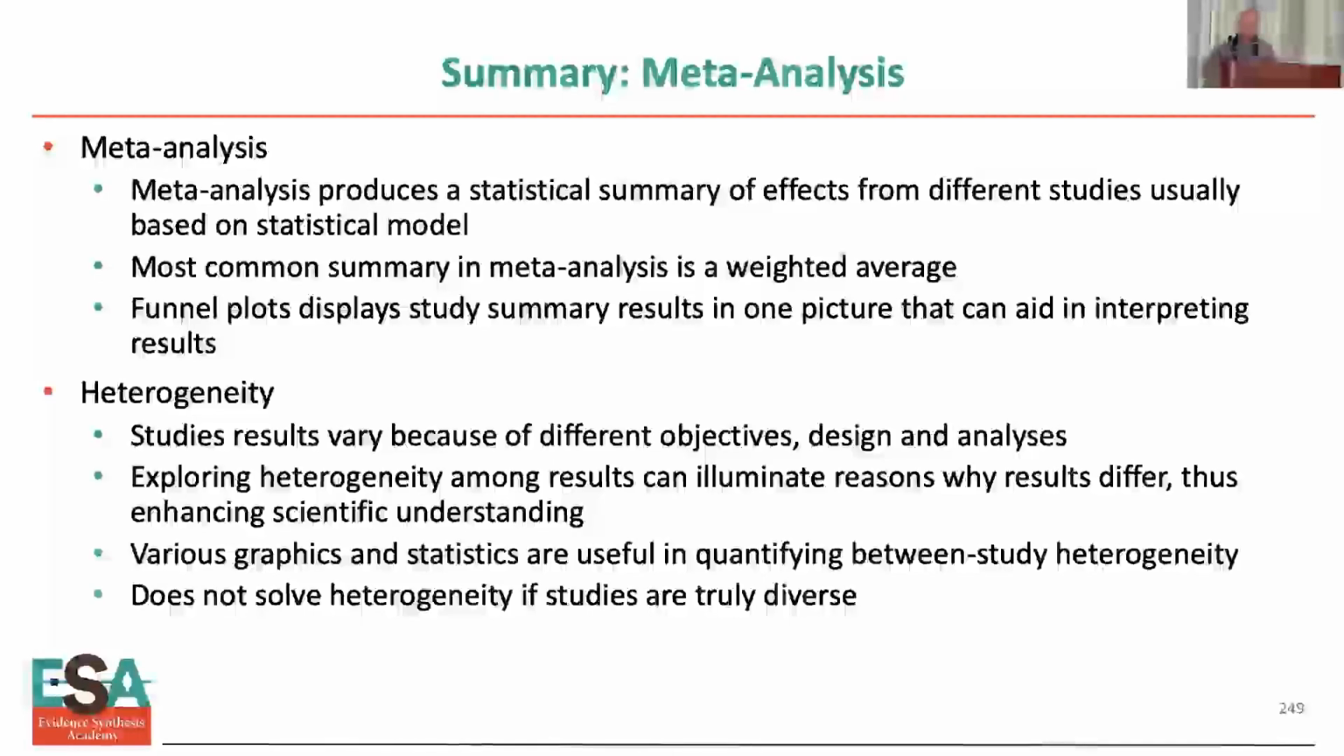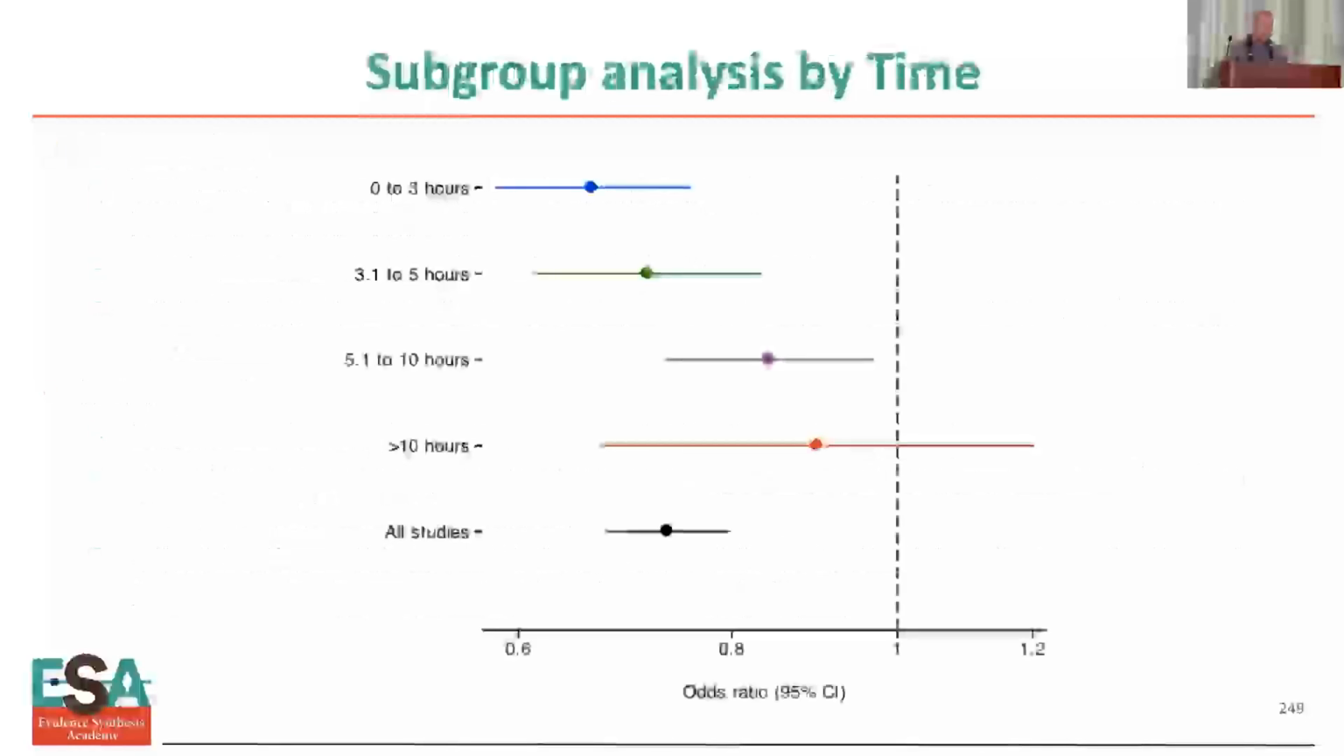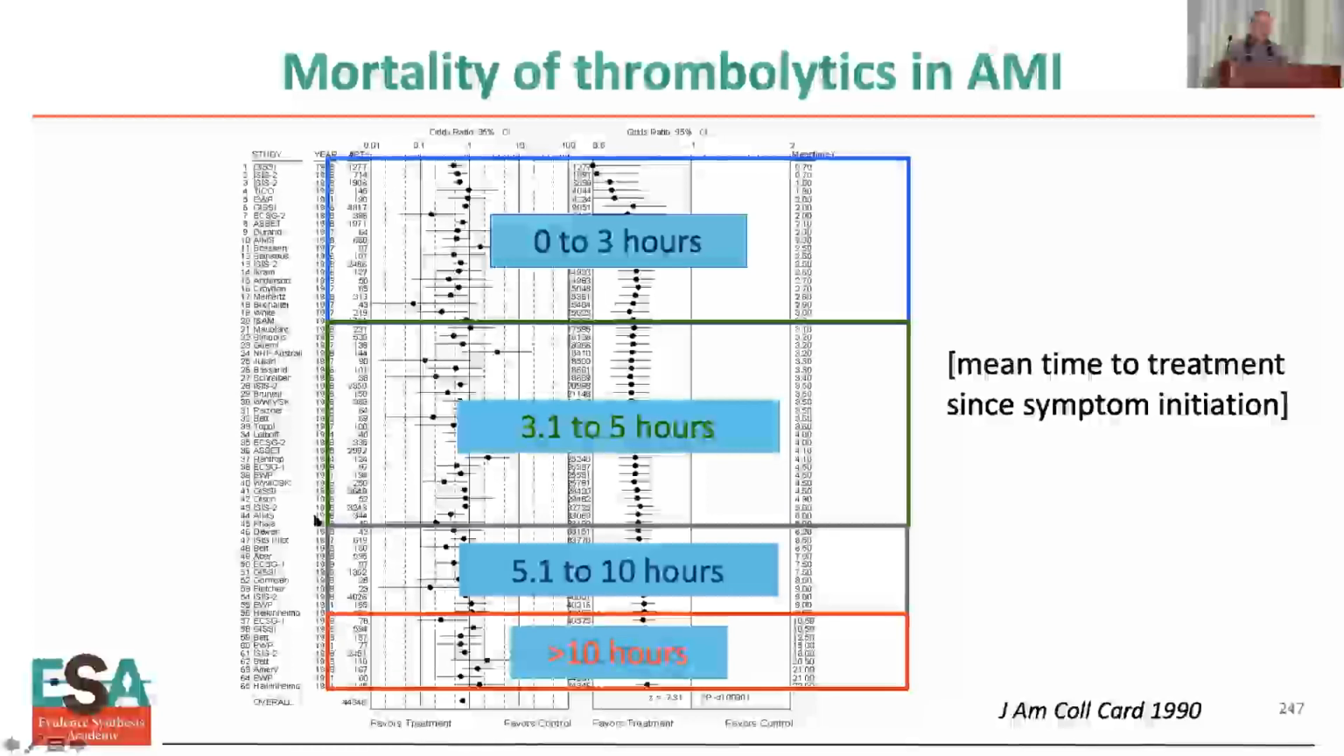Various graphics and statistics are useful in quantifying between-study heterogeneity. And we can't really solve heterogeneity if the studies are truly diverse, because then it might just be better not to combine them at all. Or we might not have enough data. We were lucky in our example here to have a lot of studies, and so we were able to come up with a summary of these into subgroups. But if we had only had 4 or 5 studies, then probably we wouldn't have been able to summarize things that way, because we might have only had one in each group, and then we wouldn't really have known whether that effect was true.